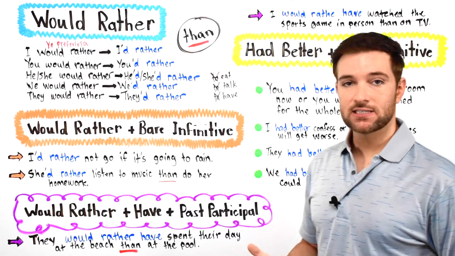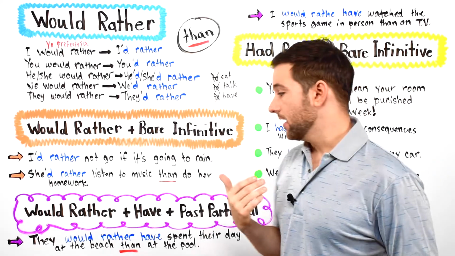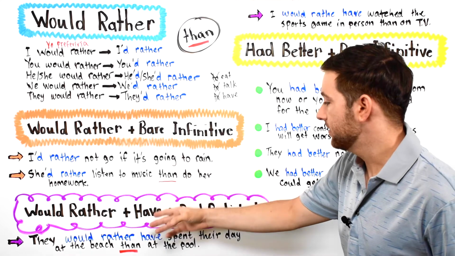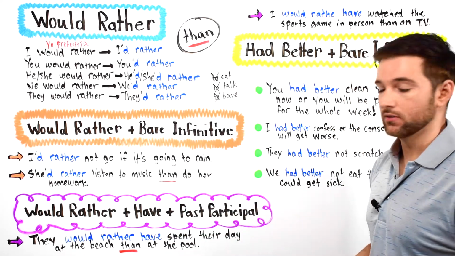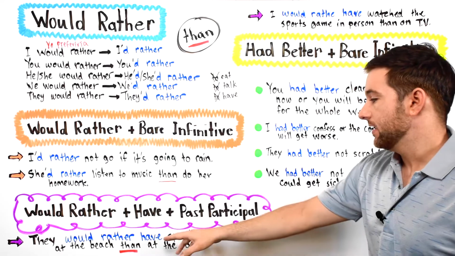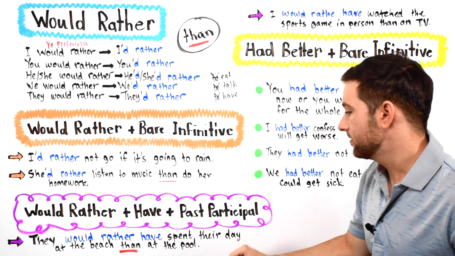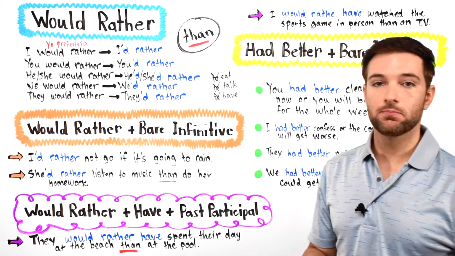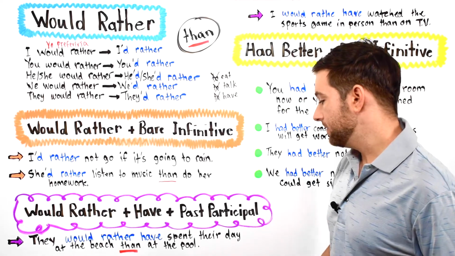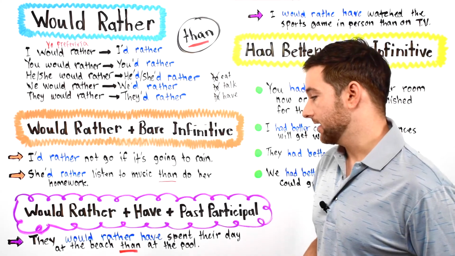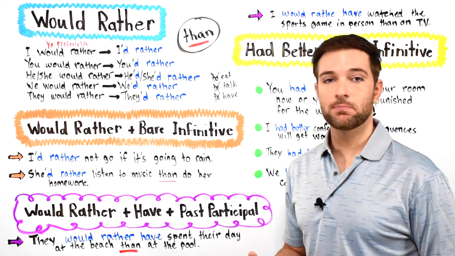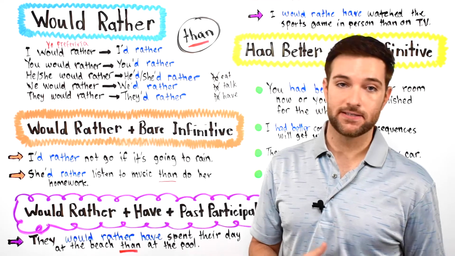Okay? Cuando queremos expresar una preferencia sobre el pasado, usamos would rather y luego el verbo to have, the bare infinitive have, and then the past participle. Okay, so they would rather have spent their day at the beach than at the pool. Ellos preferirían haber pasado el día en la playa que en la piscina.